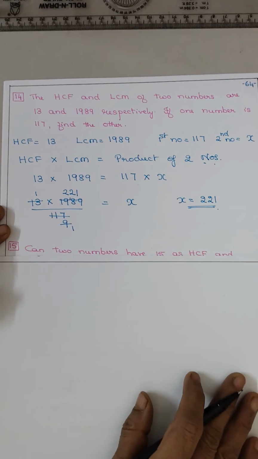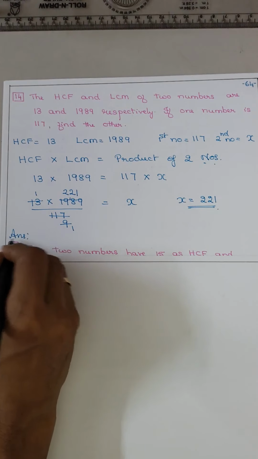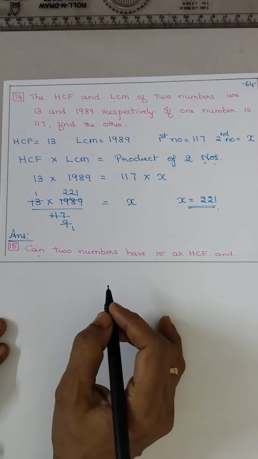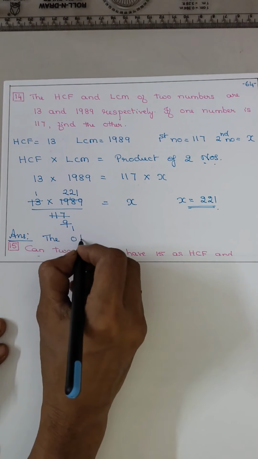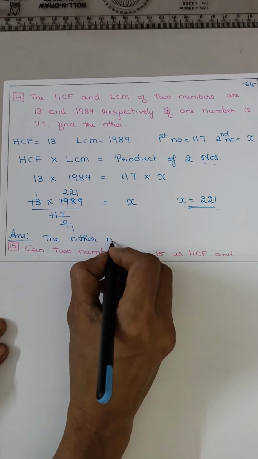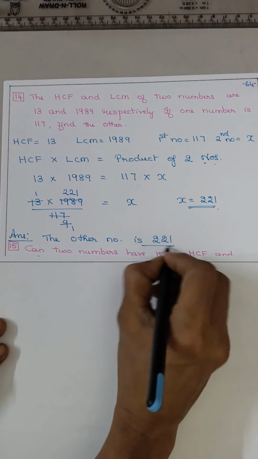The number is big, that's all. Otherwise it is the same method. You have to be careful and keep going according to the method. So the answer: the other number is 221.